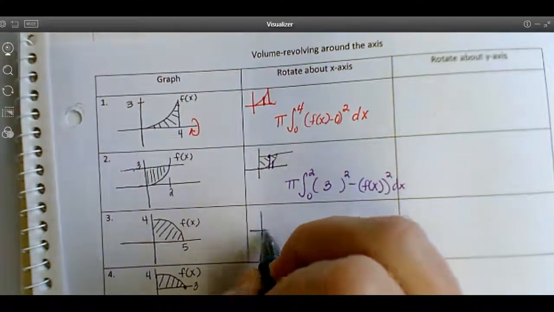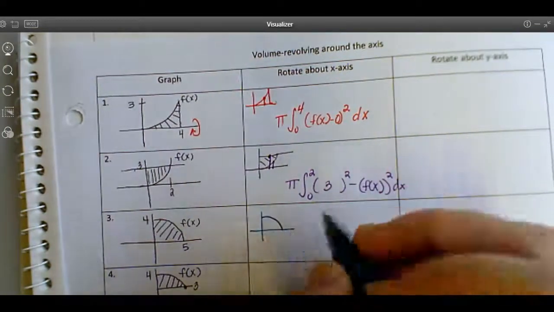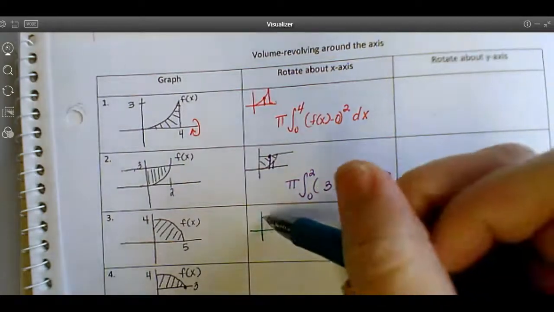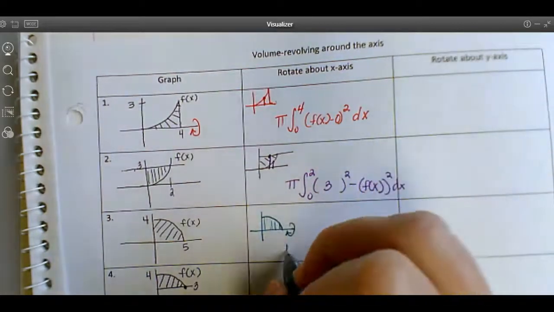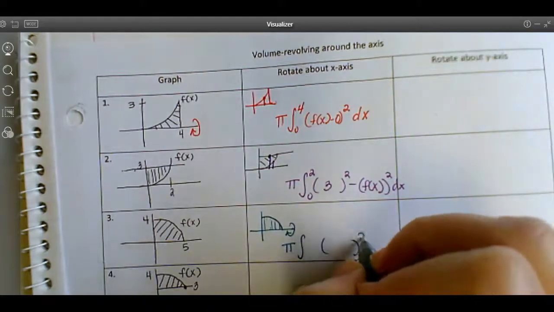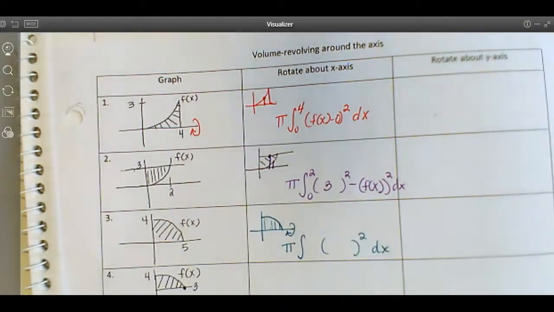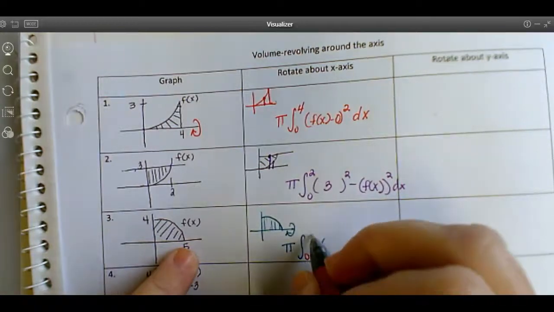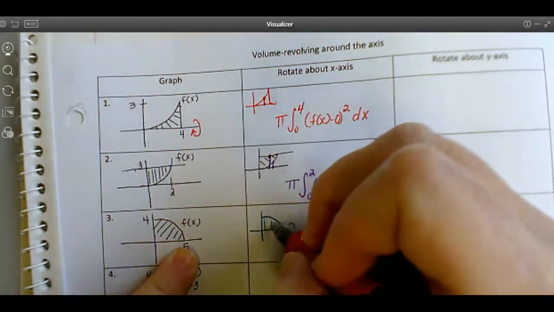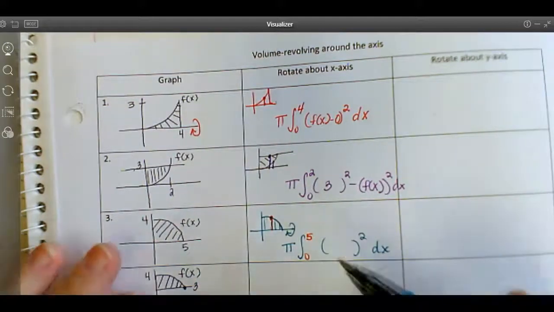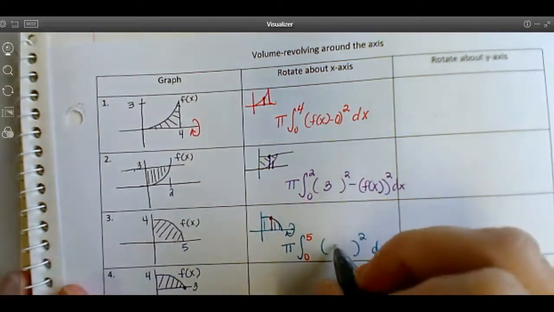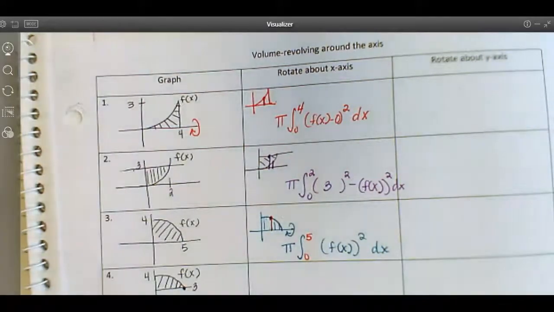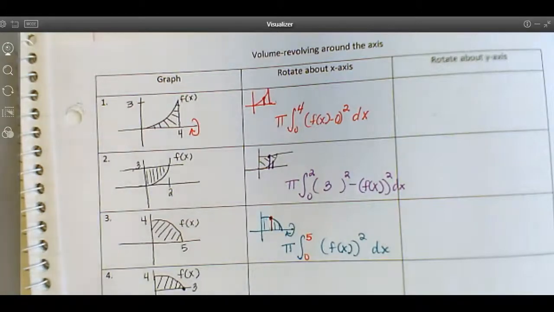Okay, another picture here. So it's this graph, and we're going around the x-axis, and this is the shaded part. Notice there is no hole, so it's just going to be something squared. We're using the x values, so we're going from 0 to 5. And from where you're rotating to the outside of the function, since it's just one thing, that's just f of x, so f of x squared. We'll do a few more together, and then I'll let you try some.